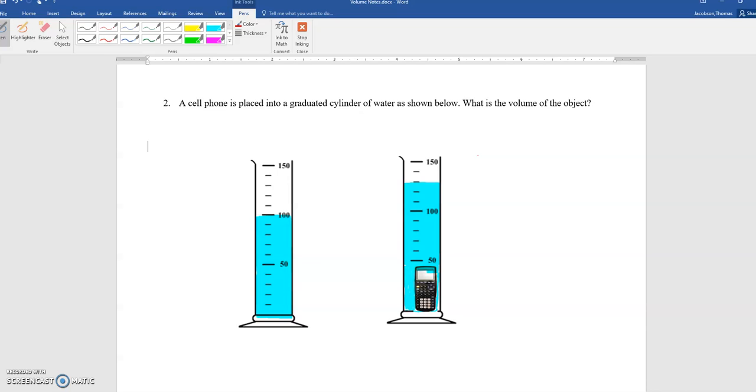The displacement method basically means I give you a graduated cylinder, and a graduated cylinder is this, and it has little markings on it. It depends on the size of the graduated cylinder, but we can tell here that each marking is worth about 10. They could be worth 1, they could be worth half, they could be worth 5, depending on the graduated cylinder. And what you would do to figure out the volume of an object, for example, we're going to use a calculator down here, which has an irregular shape.